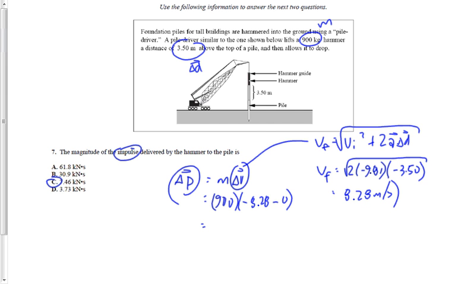The initial velocity would be 0. 900 times negative 8.28 would be 7,460, right? Wait, that answer's not there, is it? Well, it is, actually. That's Newton seconds. Our final answers are measured in kilonewton seconds. So 7.46 kilonewton seconds. Is that not the same as 7,460? It is. Right. Make sense? Good there, guys? The answer is for sure C.